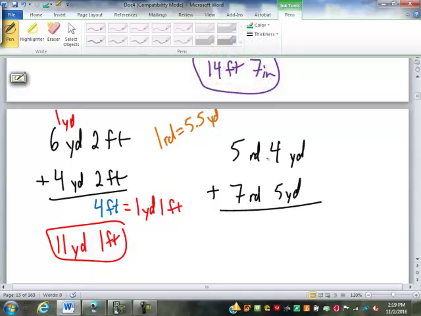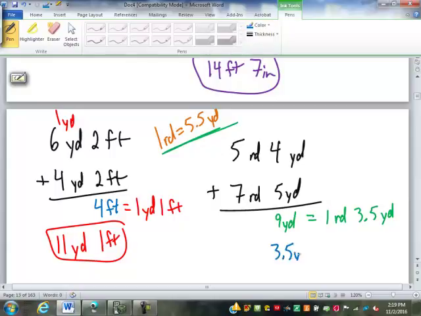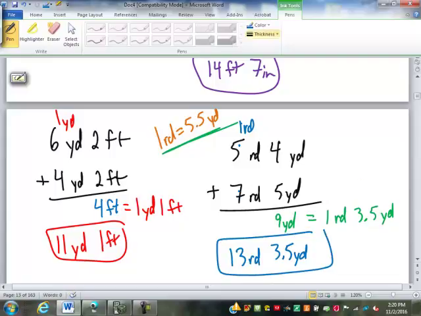So we'll go ahead and add here. 4 yards and 5 yards makes 9 yards, which is bigger than a rod. That's 1 rod. If we take out 5.5 yards, how many yards are left over? 3.5 yards. So we're going to keep the 3.5 yards, carry the 1 rod. 1 and 5 makes 6, plus 7 is 13 rods. So 13 rods, 3.5 yards.